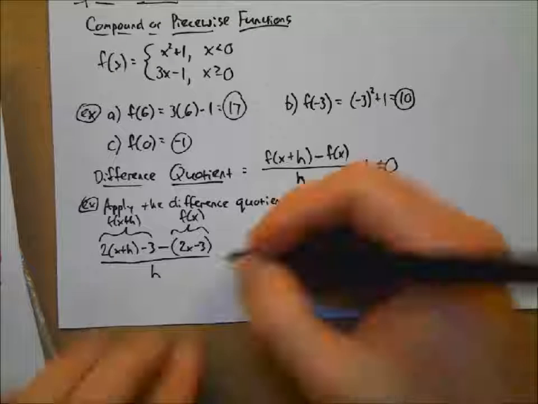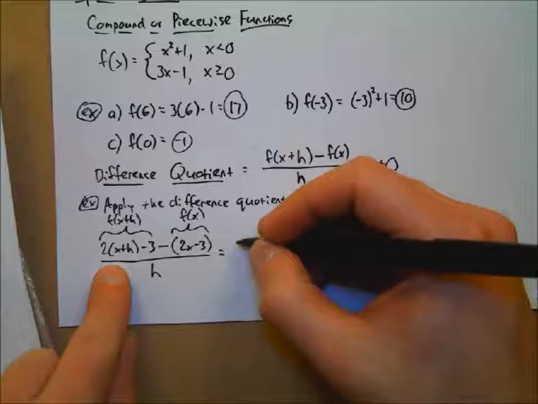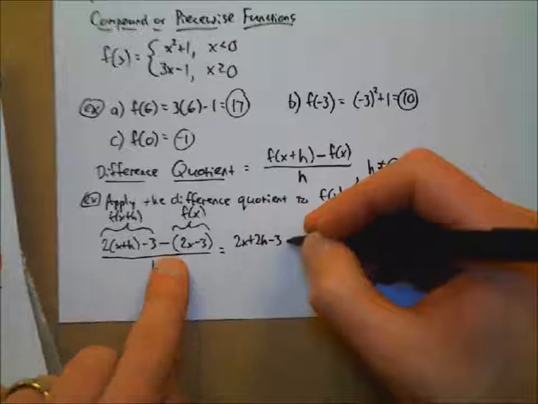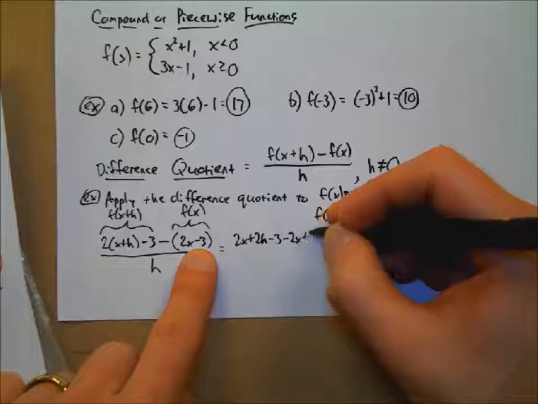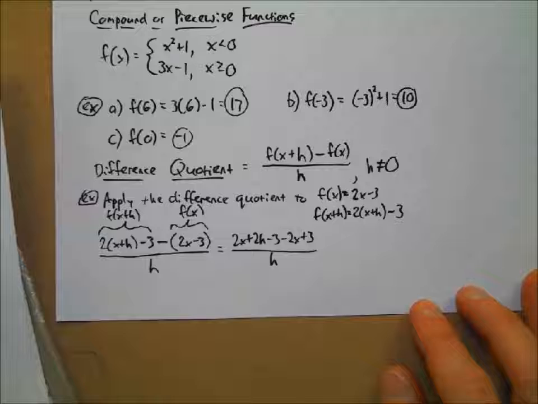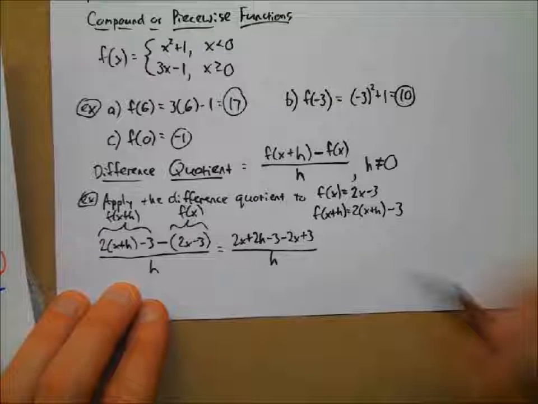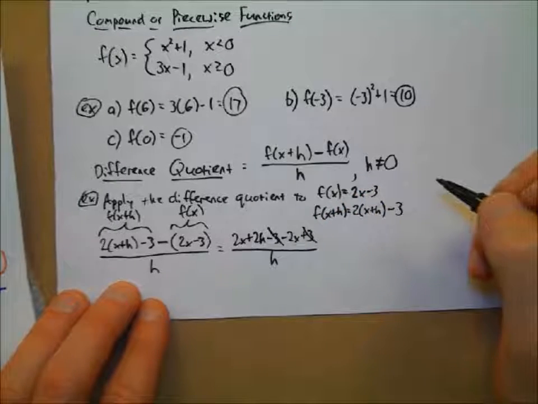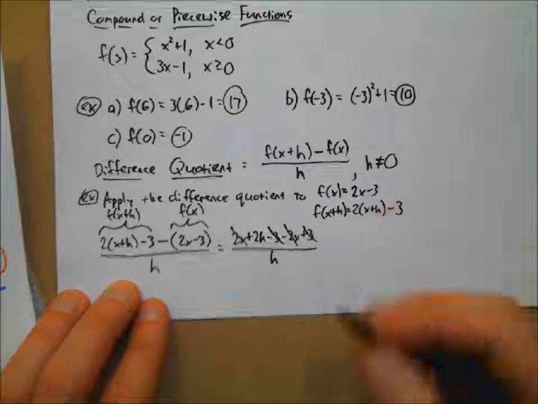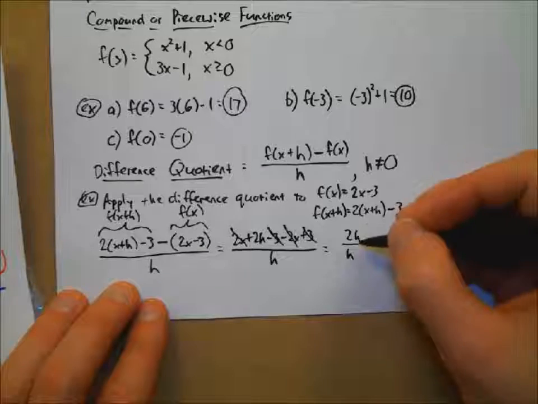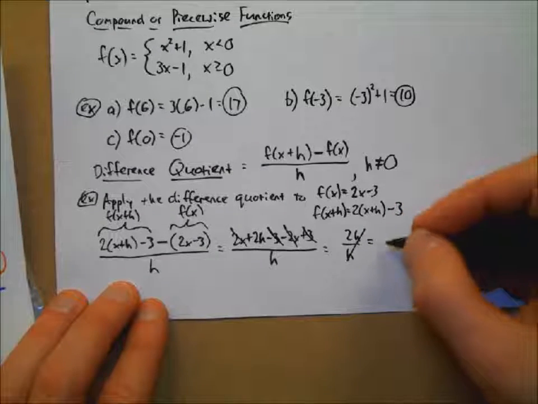Okay, so we'll simplify this a little bit. 2 distributes, so we'll get 2x plus 2h minus 3 minus 2x plus 3, all over h. Okay, and then some things cancel. What cancels here? The 3's do. Anything else? The 2x's do. All right, that leaves us then with 2h over h, but now it cancels. The h's do, and so we're left with just what? 2.